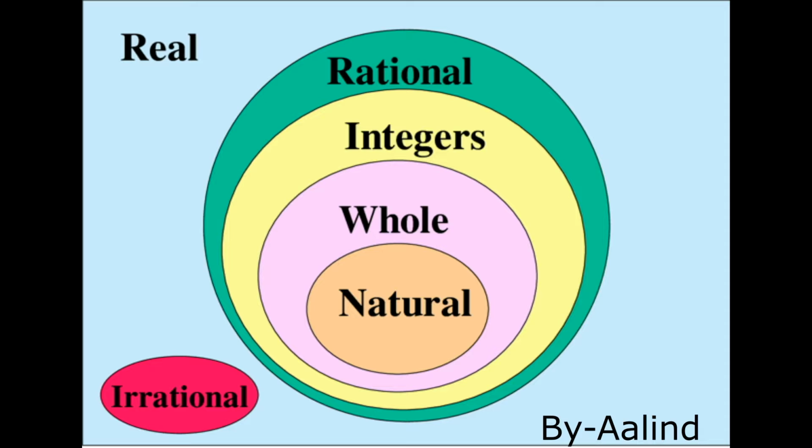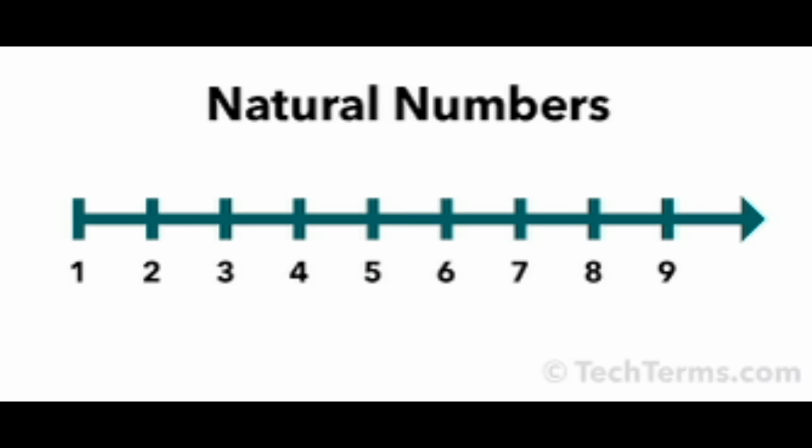Now, whole numbers include all natural numbers and 0. So, we can draw the whole number circle around the natural circle. Integers include all whole numbers and negative numbers such as -1. So, we can draw the integer circle around the whole numbers. One important thing for you to keep in mind is that 0 is considered neither a positive number nor a negative number.